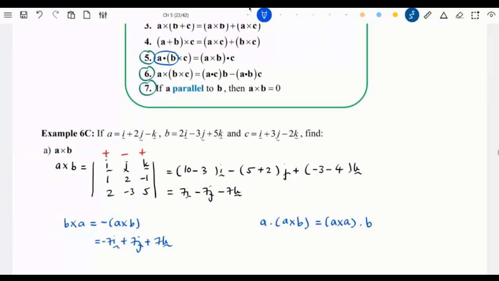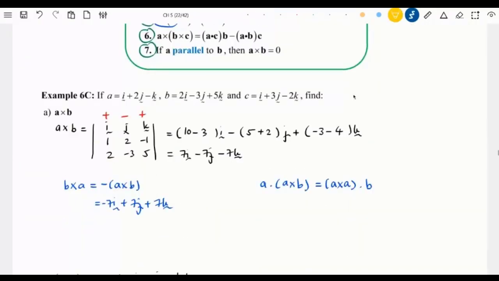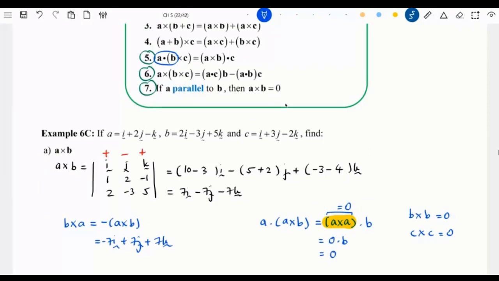Okay. So for vector product, whenever we cross a vector with itself, it ends up with 0. So directly 0 dot B. When a zero vector is multiplied with a vector, we get 0. So a vector crossed with itself gives 0, which is equal to zero. So B cross B is 0, C cross C is 0. Okay, so that's properties number 5 done.